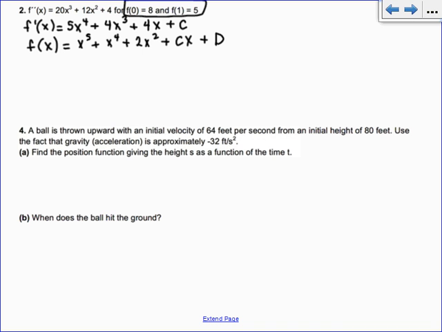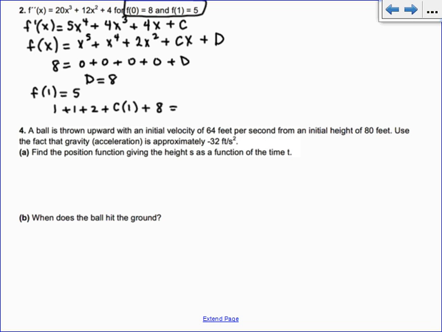I was given f of 0 is 8 and f of 1 is equal to 5. So f of 0 gives me 8. So that means when I plug in 0, I get 0, 0, 0, 0 plus d. So right away I get d. So we're good. And I know when I plug in f of 1, I'm going to get 5. So I have 1 plus 1 plus 2 plus c times 1 plus 8 has to be 5. And that's going to allow me to solve for c.